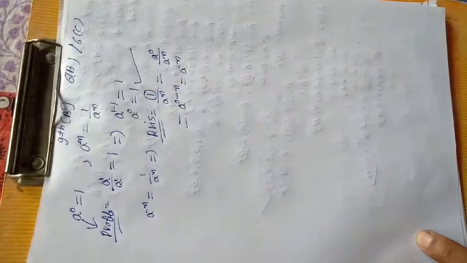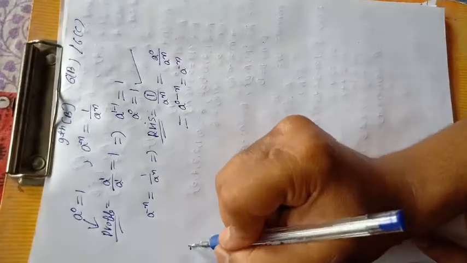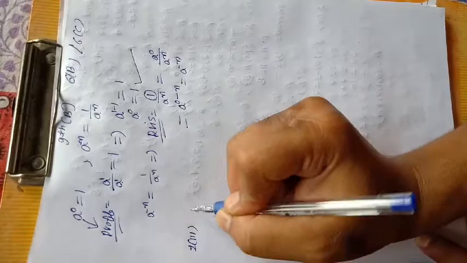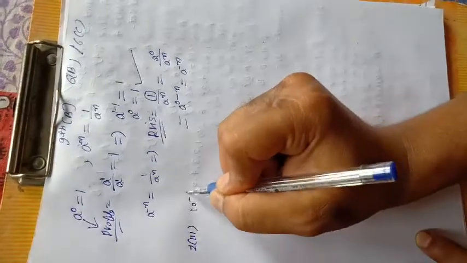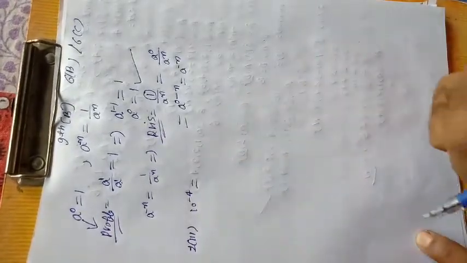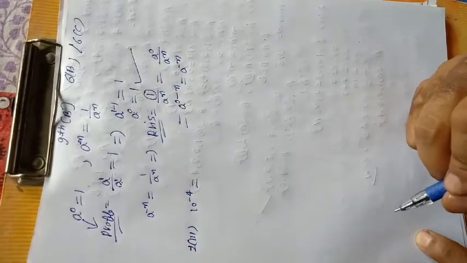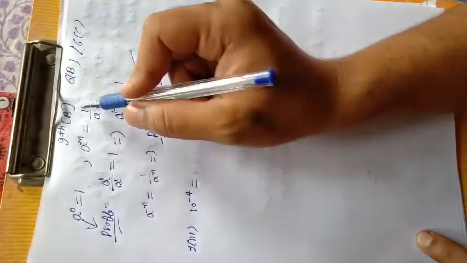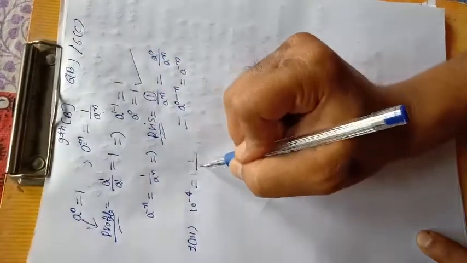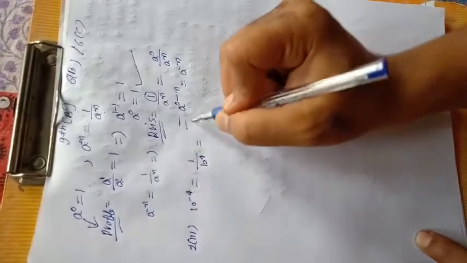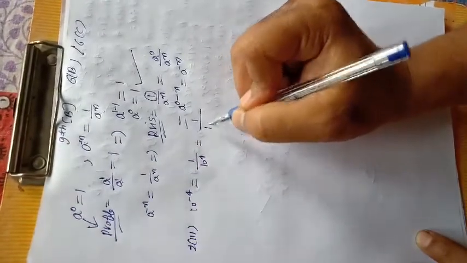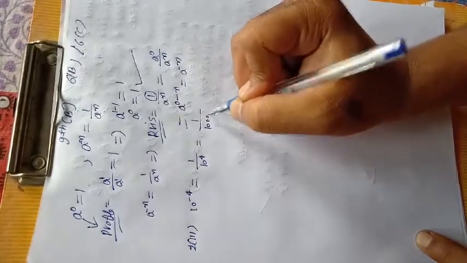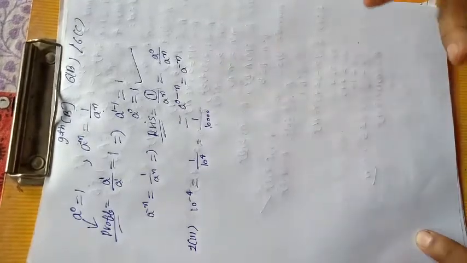Now we have to solve exercise 6B, question number 3. 10 to the power minus 4 equals 1 upon a to the power n, so 1 upon 10 to the power 4, and this equals 1 upon 1, 2, 3, 4 zeros. Okay, and this is the answer.